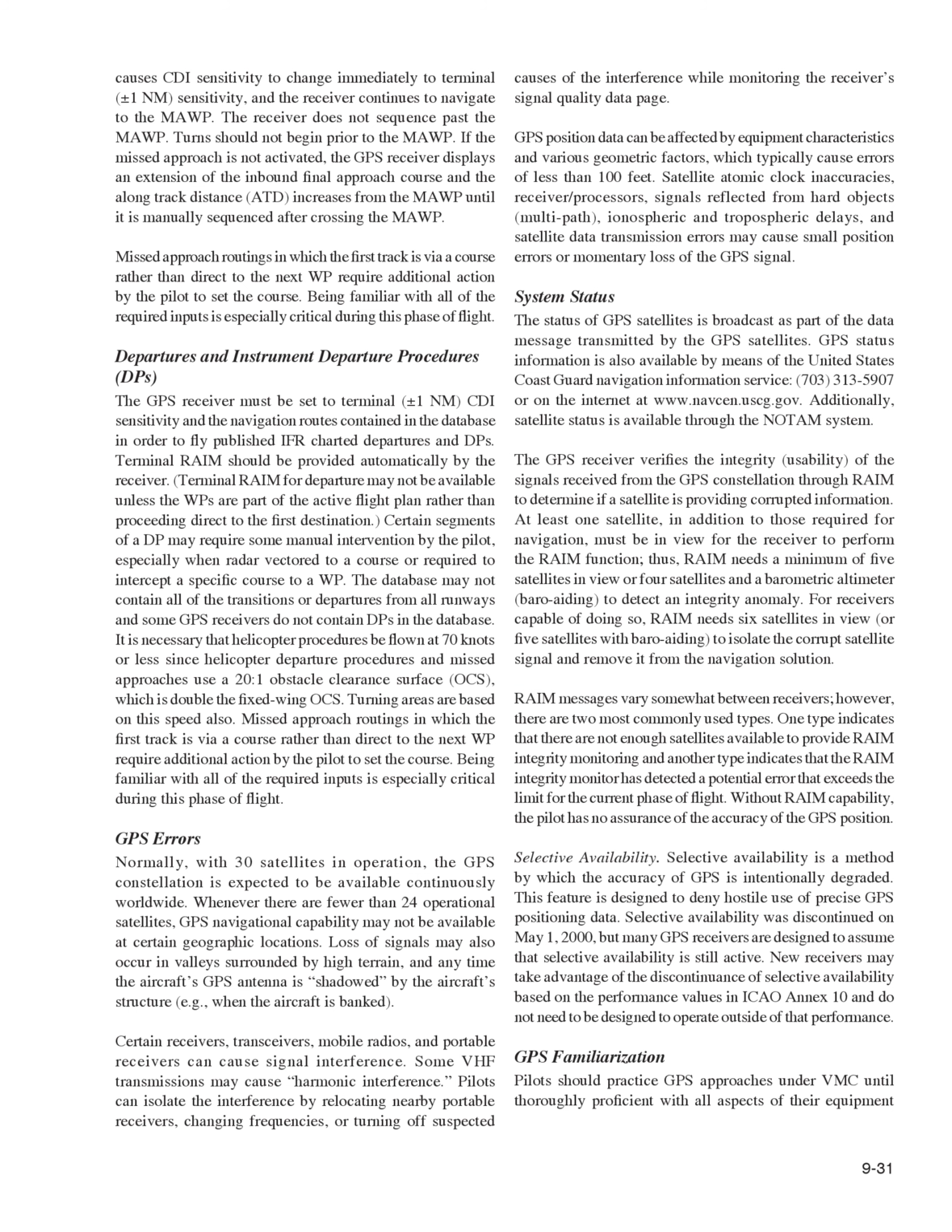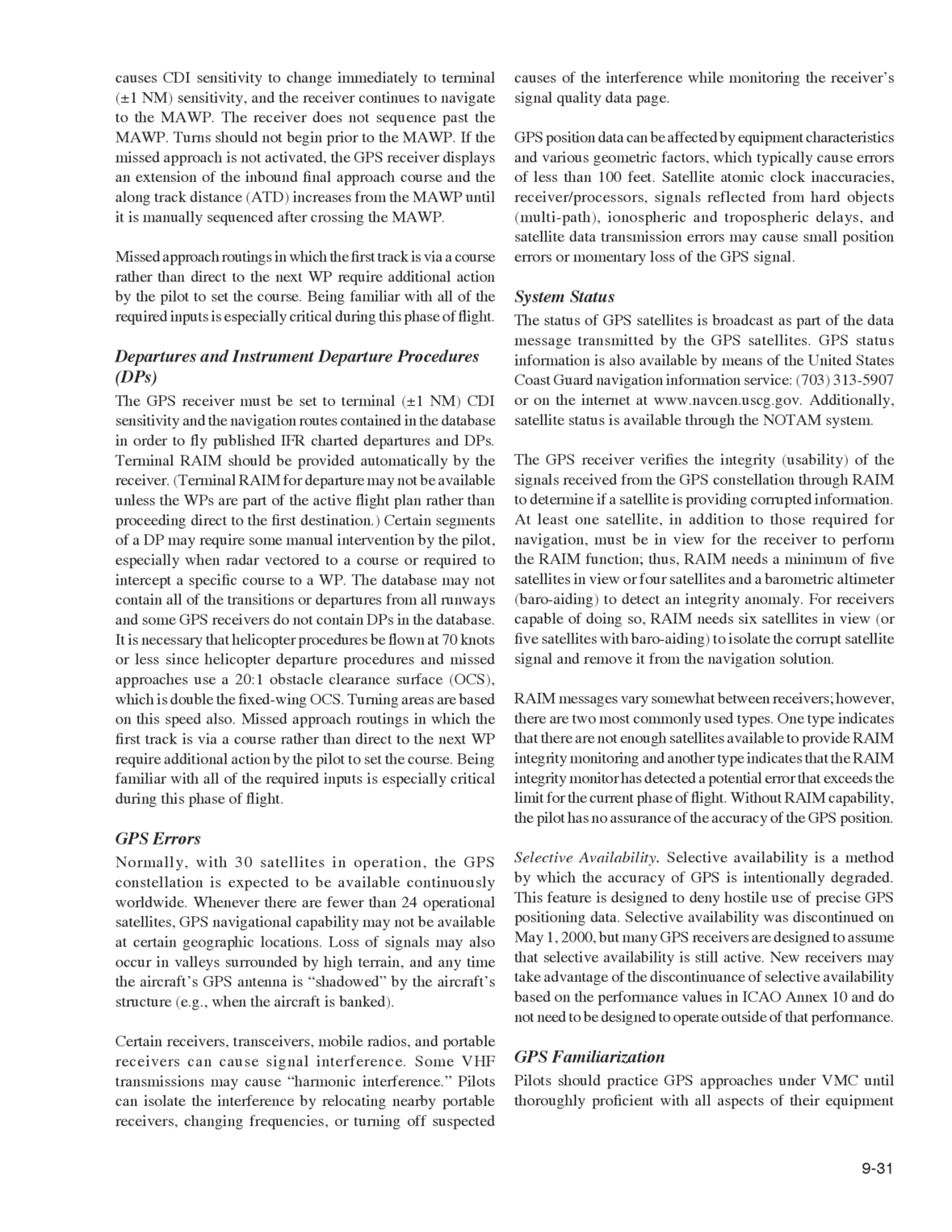For receivers capable of doing so, RAIM needs 6 satellites in view, or 5 satellites with baro-aiding, to isolate the corrupt satellite signal and remove it from the navigation solution. RAIM messages vary somewhat between receivers; however, there are 2 most commonly used types. One type indicates that there are not enough satellites available to provide RAIM integrity monitoring, and another type indicates that the RAIM integrity monitor has detected a potential error that exceeds the limit for the current phase of flight. Without RAIM capability, the pilot has no assurance of the accuracy of the GPS position.